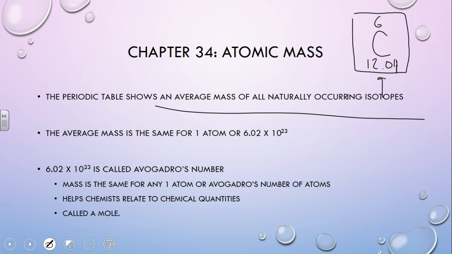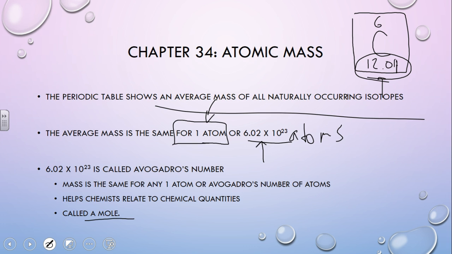Now, here's the really funny thing about chemistry and that value, is that the average mass is the same whether it's for one atom or whether it's for 6.02 times 10 to the 23rd atoms. Okay? And so that's crazy. And it's just those two values. This number was specifically designed so that this mass on the periodic table would be the same whether it's for one atom or for that many atoms. And that many atoms, 6.02 times 10 to the 23rd, that's called a mole.